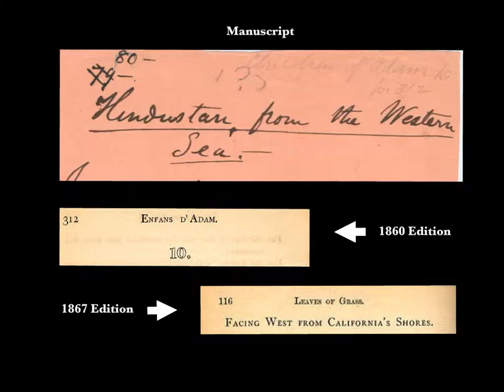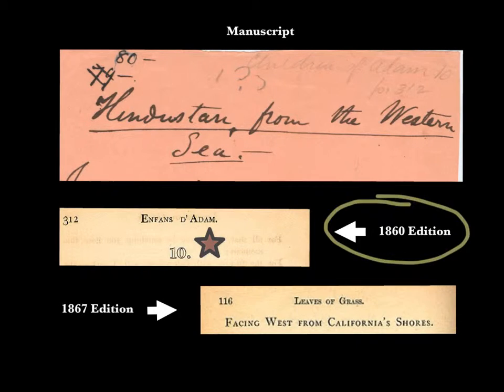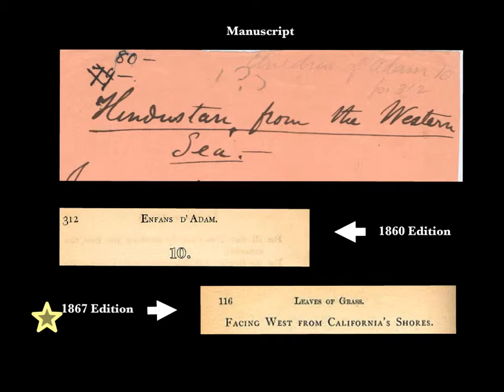We now have access to the manuscript version, the 1860 version, and the 1867 version, and we can begin our analysis in earnest. Whitman first titles his manuscript Hindustan from the Western Sea, which reaches beyond American shores to Indian culture and geography. Whitman here seems to construct a persona and a voice that can speak for foreign populations. However, when Whitman publishes this poem, he titles it simply 10 in the 1860 edition of Leaves of Grass, erasing the Indian connection. In 1867, the title Facing West from California's Shores negates the original global inclusivity of Hindustan from the Western Sea even further, for now Whitman is focused solely on America, more specifically California.